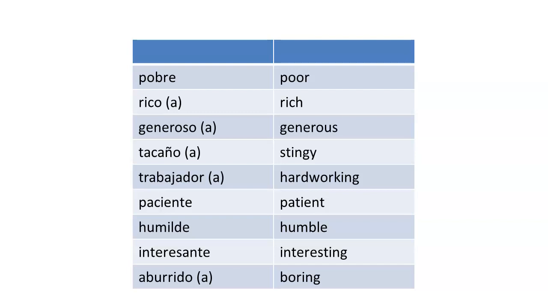Juan is the richest. Juan es el más rico, or maybe Maria is the richest. Maria es la más rica. The professor is the most generous. The most generous. El profesor es el más generoso.